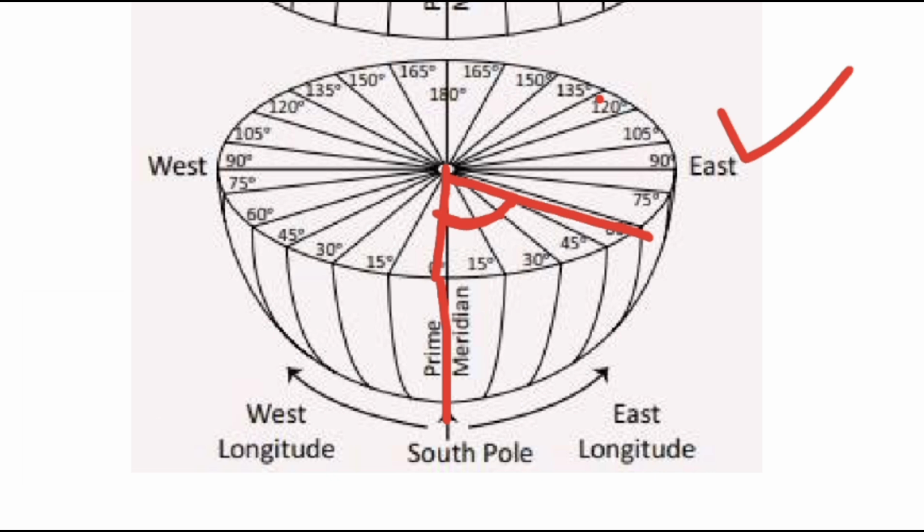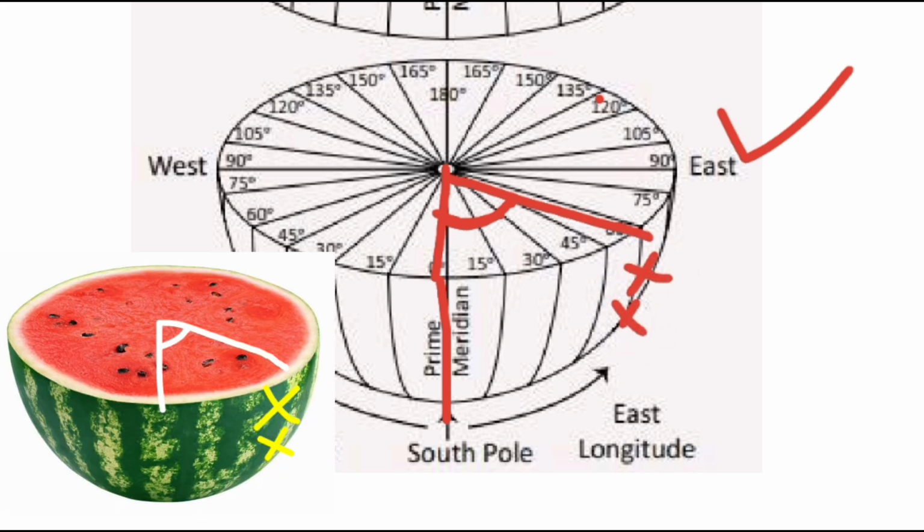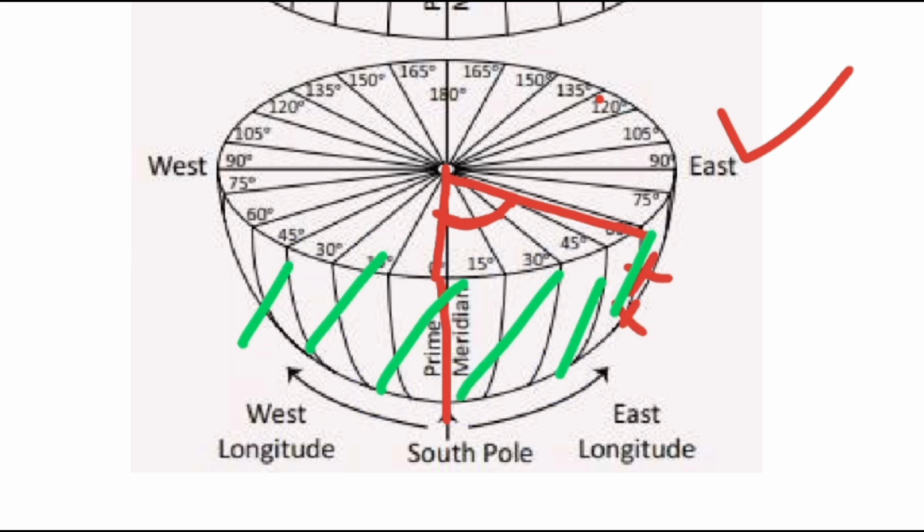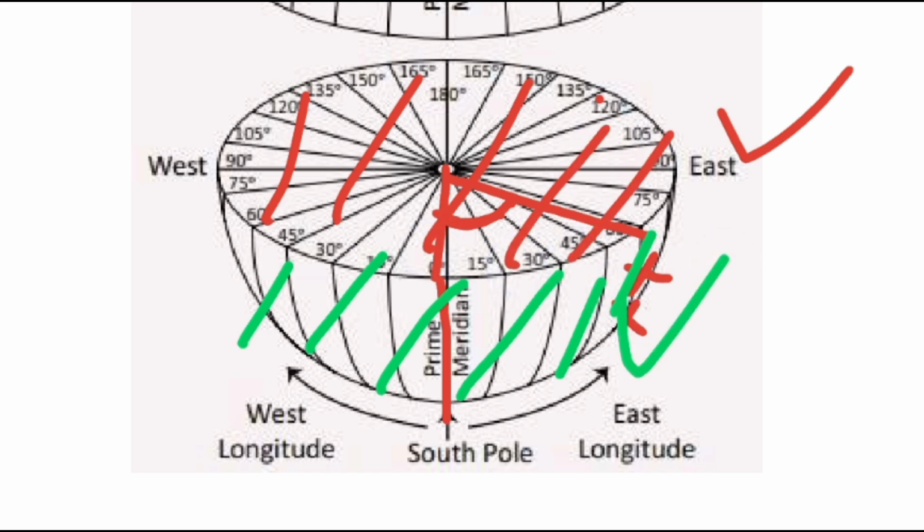That particular 60 degree angle we are marking on the surface, the green color portion of the watermelon. This portion is green colored, right? That is the surface of the earth. If it is the earth, it is the surface of the earth. We are marking the 60 degrees on the surface of the earth, or you can think about the watermelon. This is the red color portion, this is the green color portion. We are marking on the green color portion.